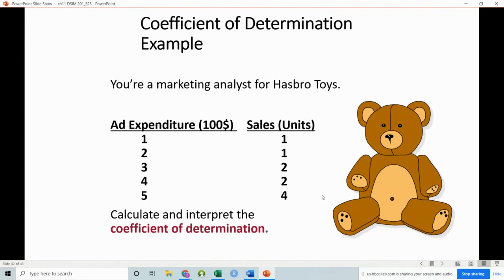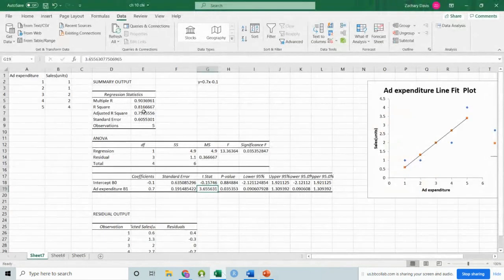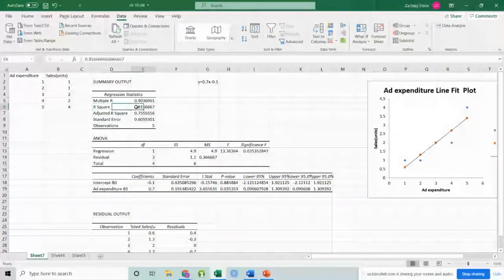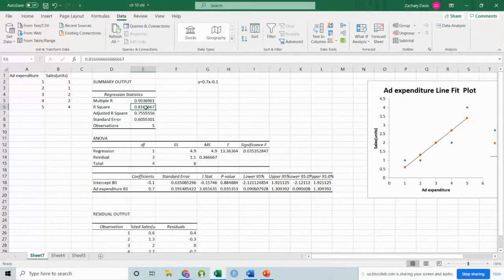So, going back to our example, you were marketing analysts for Hasbro toys. Let's calculate and interpret the r squared. Fortunately, Excel calculates it for us. We get an r squared of 0.81, which is pretty good for such a small data set. We're going to talk about multiple regression in a little bit, but the major difference is that the only time you can really interpret r squared here is for simple linear regression, which is just one x value. Once we start adding x values, we have to switch to the adjusted r squared.